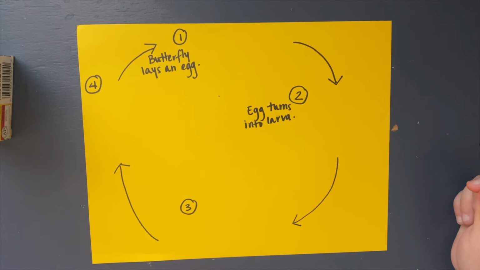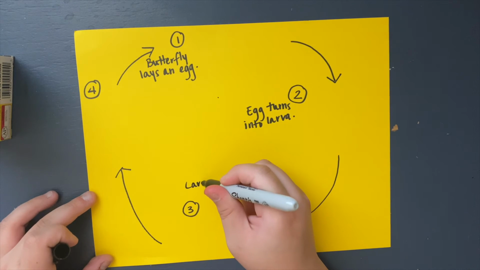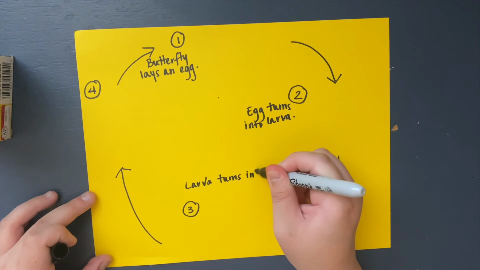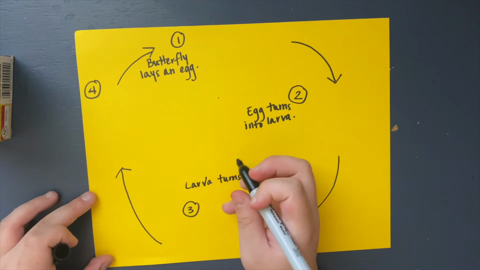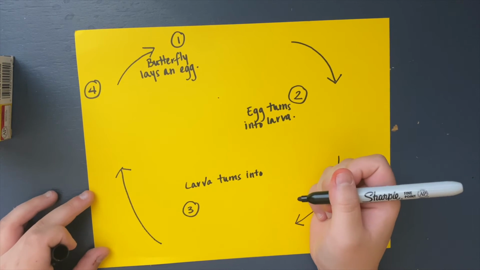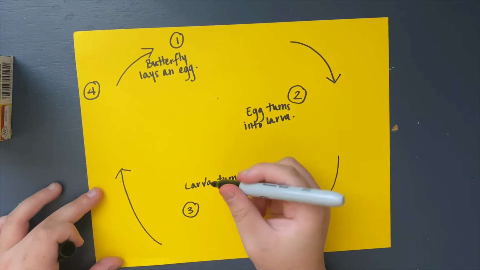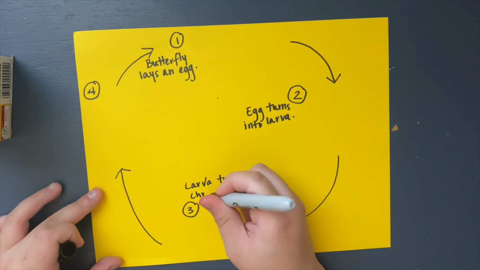Right, so the larva turns into a pupa or a chrysalis. And so this is kind of a cocoon state, and it's hanging and it's transforming in the cocoon. So let's try to describe that. We can write larva turns into, you could write chrysalis, pupa, or cocoon, it doesn't matter. I'm gonna choose to write chrysalis.